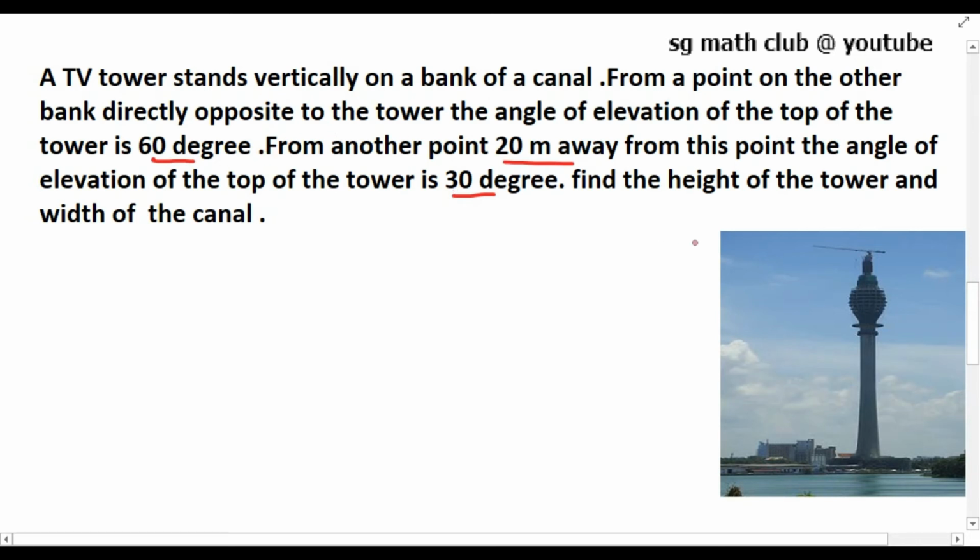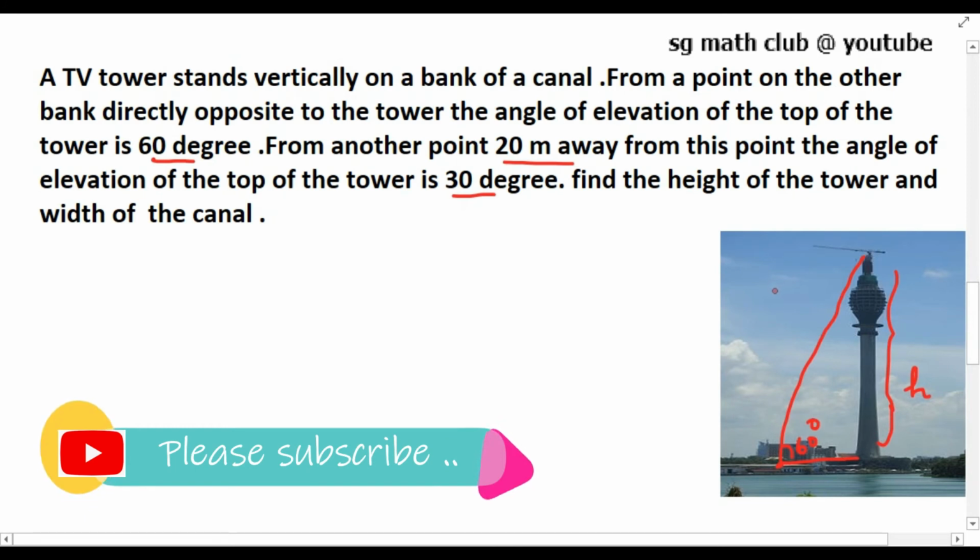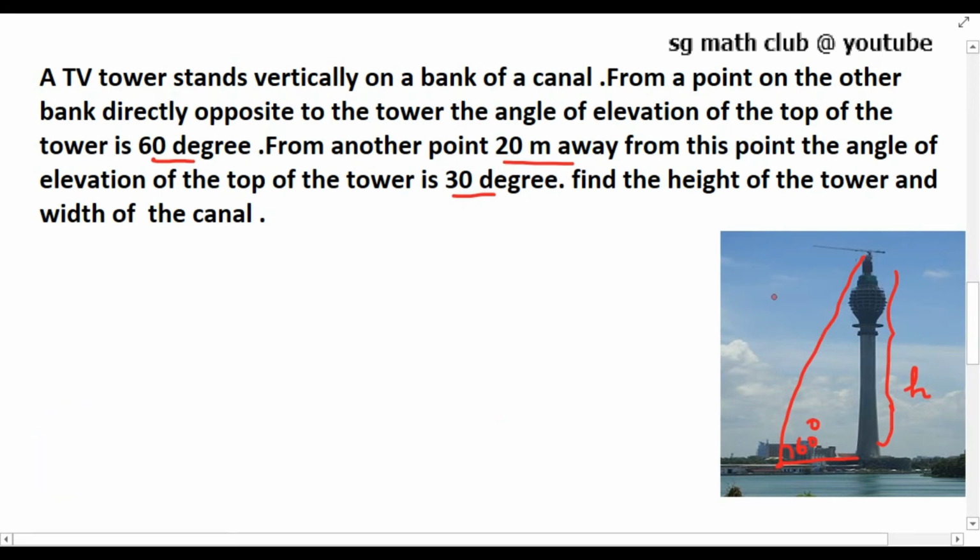So a TV tower stands vertically on the bank of the canal. The height of the TV tower we need to find out. We don't know the height of the tower. We will take it as h. From a point on the other bank directly opposite to the tower, the angle of elevation of the top of the tower is 60 degree. That means from some point here, the angle of elevation is 60 degree. And from another point 20 meter away from this point, the angle of elevation of the tower is 30 degree.